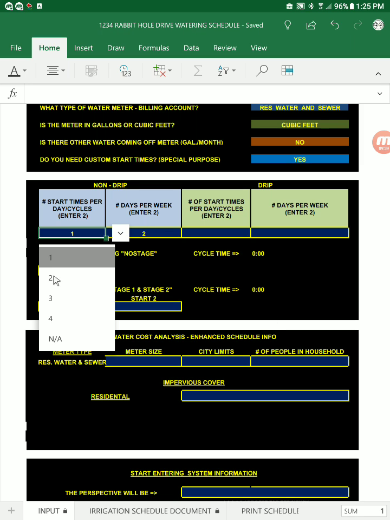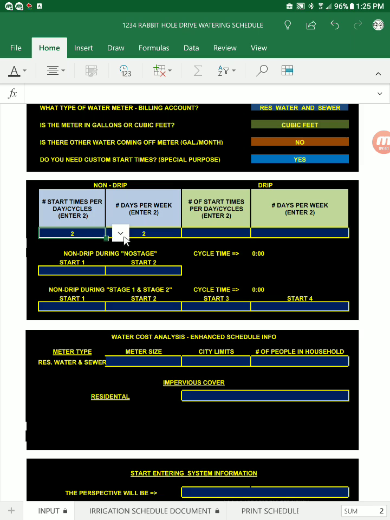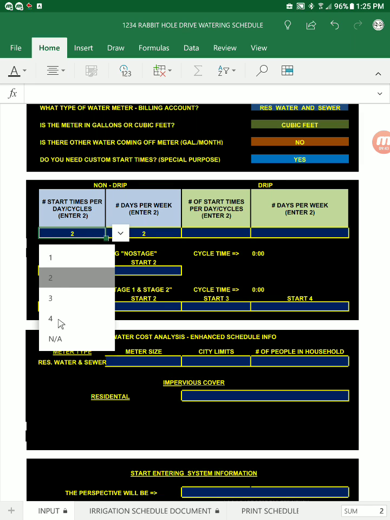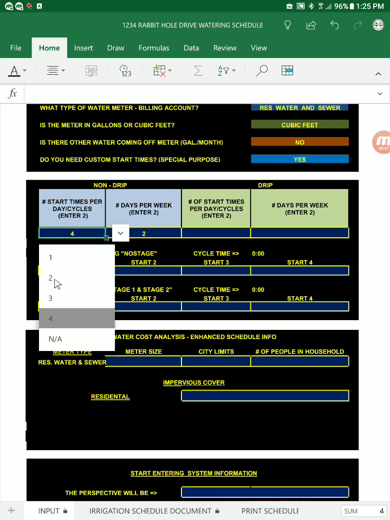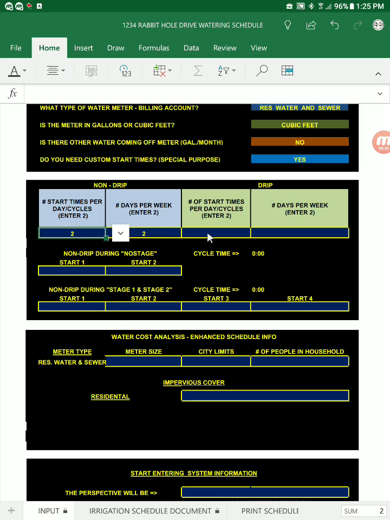Okay, for most systems I'm just going to say enter 2 if you're flat. If you've got a lot of slope, then you can go up to 4 on that. Okay, 2 is kind of your major selection there.